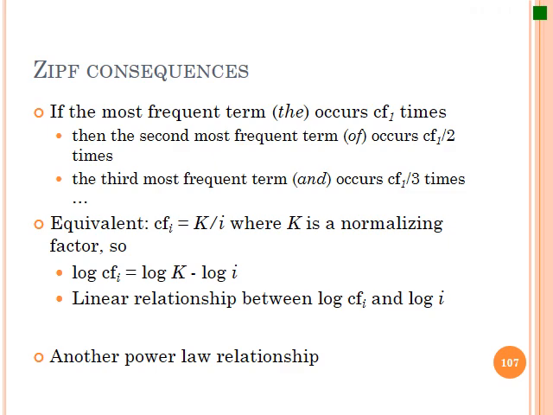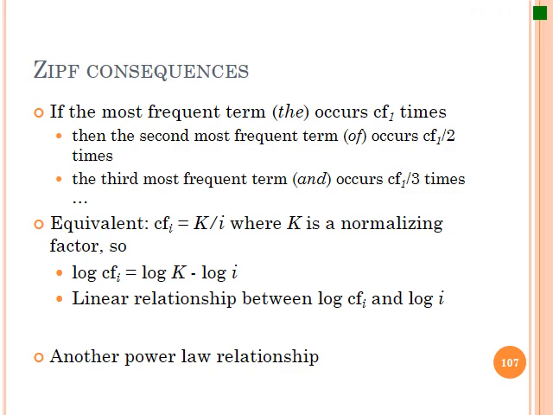Equivalently, since CFi is equal to K over i, if you take log on both sides of this equation, you get log CFi equals log K minus log i. What does that mean? That means there's a linear relationship between log CFi and log i. So this is another power law relationship, similar to Heaps' law.